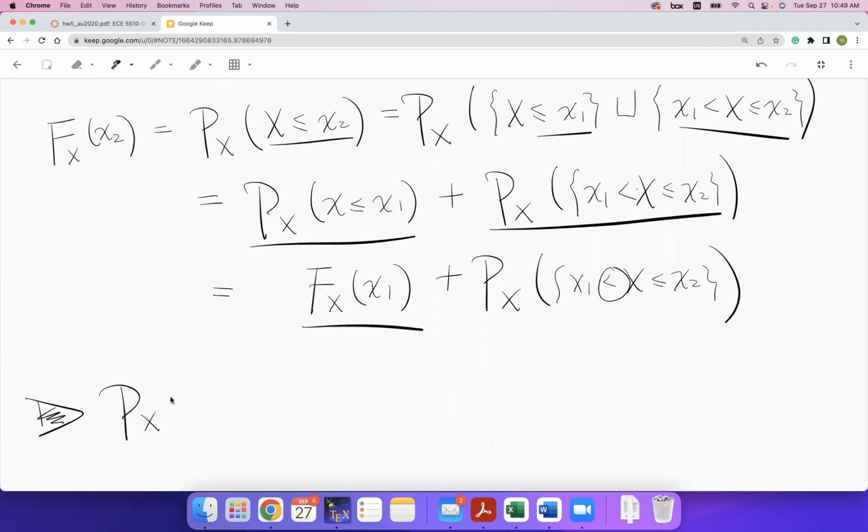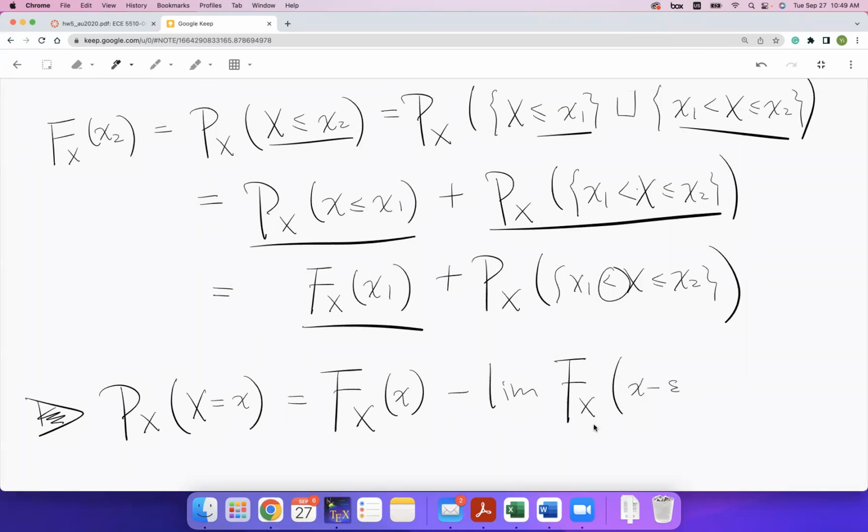The other property says that the probability that a random variable takes a certain value equals the CDF evaluated at x minus such a limit. So this is kind of the left limit of F_X evaluated at x. So we are approaching x from the left-hand side.